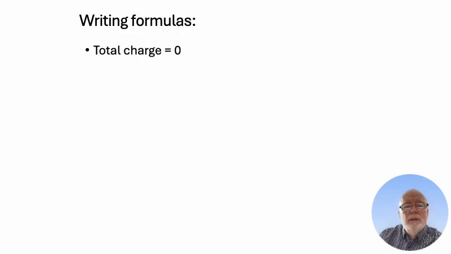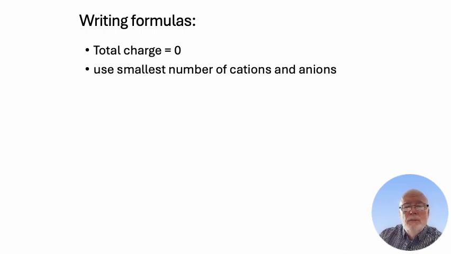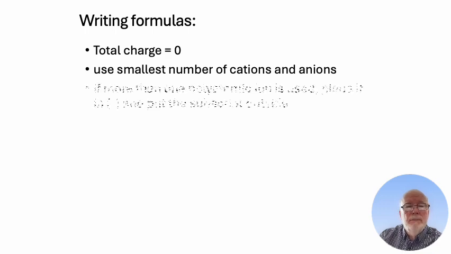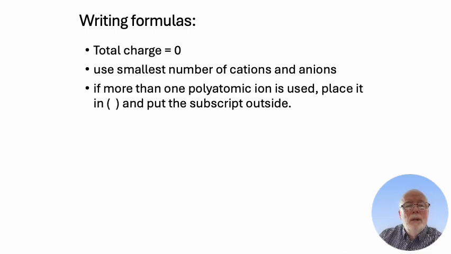So how do we write the formulas? We're still going to follow the same rules we had in the previous video on writing formulas for ionic compounds. The total charge has to add up to 0. Use the smallest number of cations and anions to accomplish that, because these are all empirical formulas. If more than one polyatomic ion is used, place parentheses around it. That's the big change right there. We only use parentheses if it's needed. We don't put them in unless they're needed.